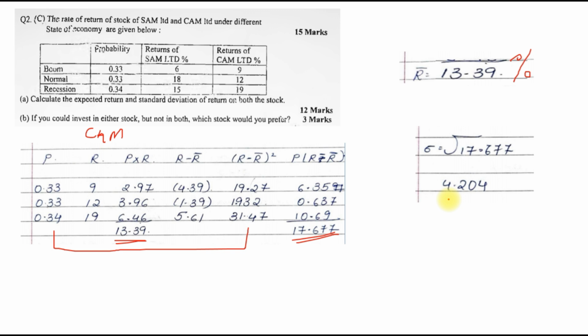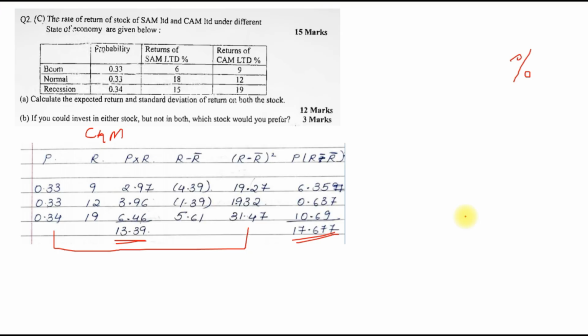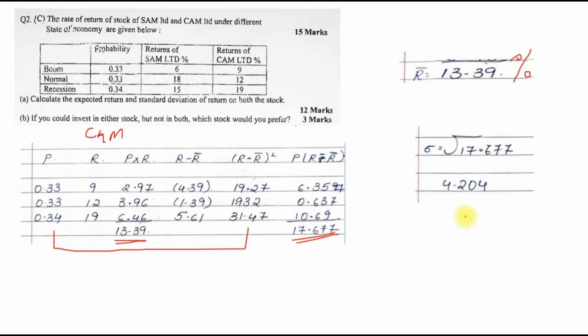Now if you look carefully, the previous value was 4.29 and this is 4.204, so almost the risk is similar, but the return of CAM is a little higher as compared to SAM. So if I have to invest in one of them, we would invest in CAM Limited. Okay, that would be your final interpretation answer. So this was the very first question, question number 2C, costing 15 marks, a very simple sum. I hope everyone has understood it.